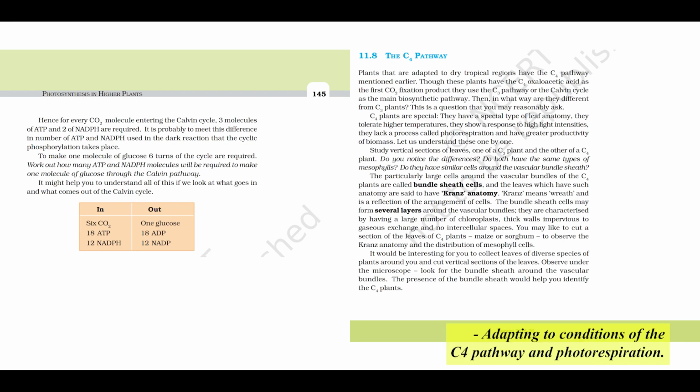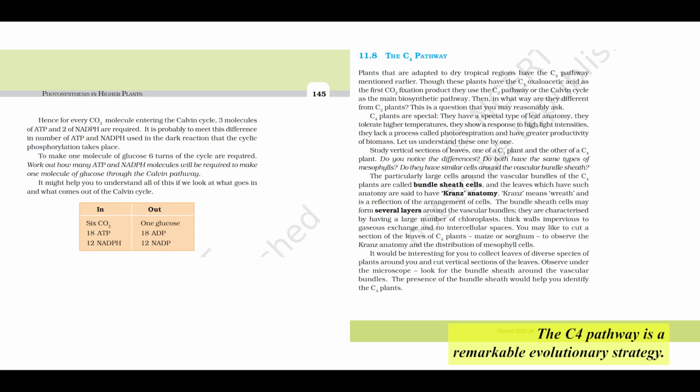Adapting to conditions: the C4 pathway and photorespiration. You've hit on exactly the right next point. Because while the Calvin cycle is universal, the way some plants initially capture CO2 and deliver it to that cycle is brilliantly different, especially as an adaptation to challenging environments.